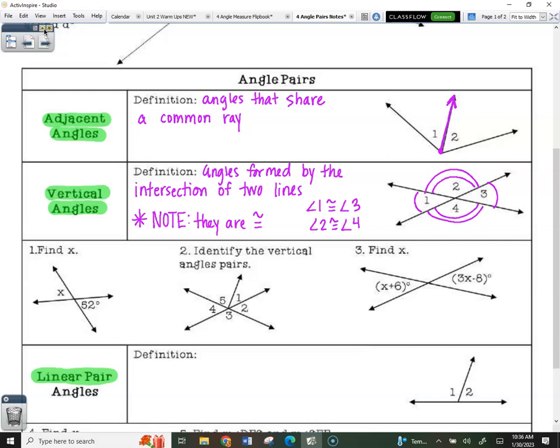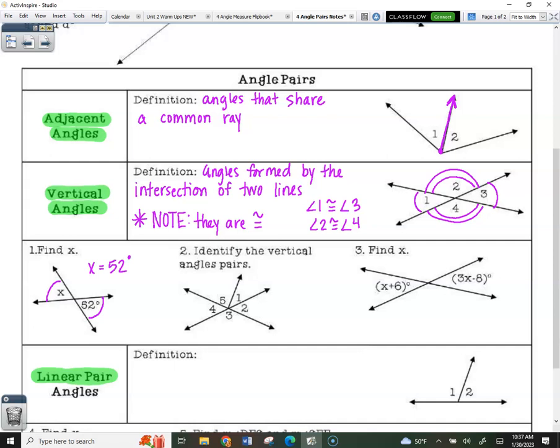Look at number 1. You have 2 straight lines crossing. This angle here is 52. And it's directly, think of a double-sided flashlight, it's directly opposite of the X. So X would measure 52, right? 52?